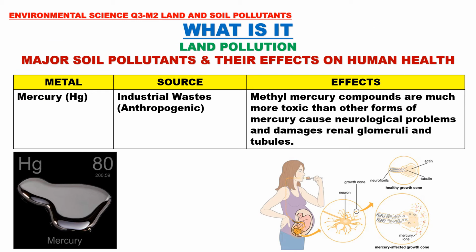Another major soil pollutant is mercury, symbol Hg. Source: industrial waste. It's anthropogenic. So methylmercury compounds are much more toxic than other forms of mercury. They cause neurological problems and damage renal glomeruli and tubules. Okay.